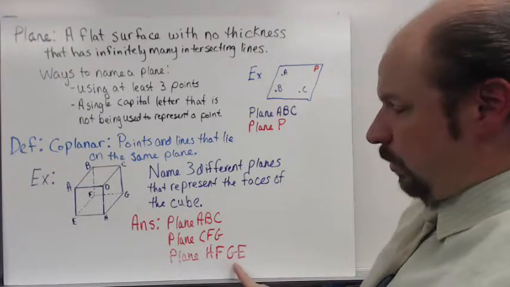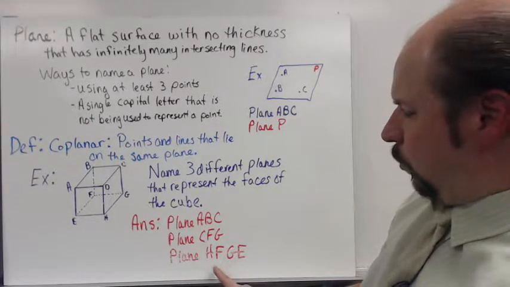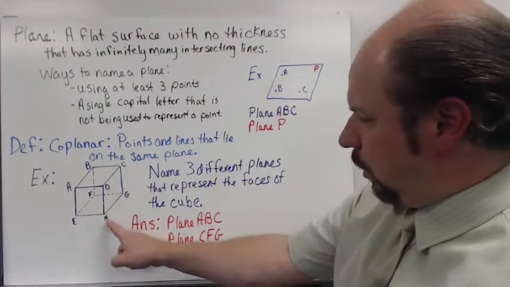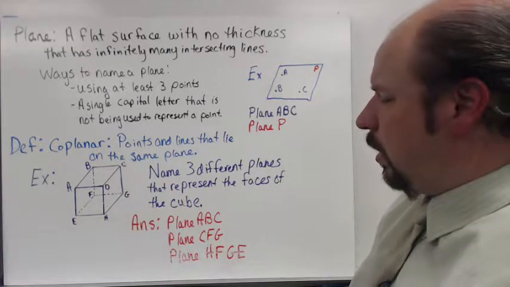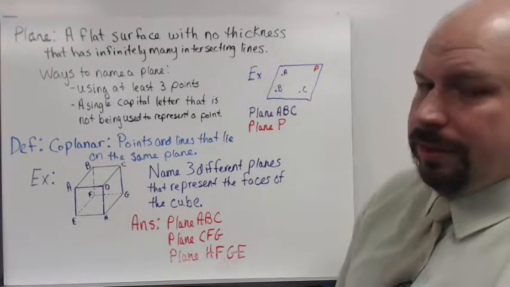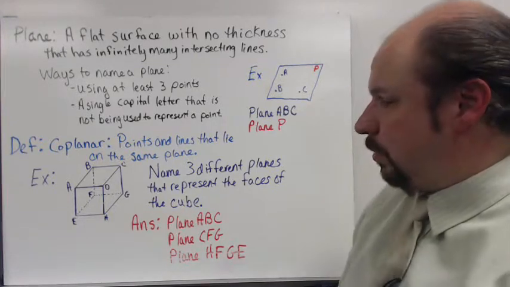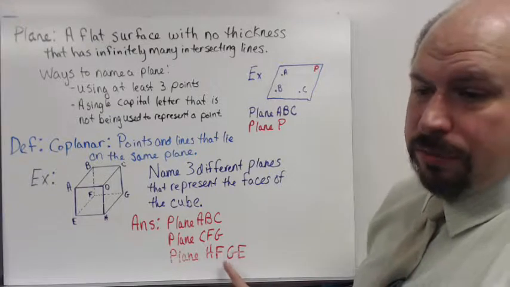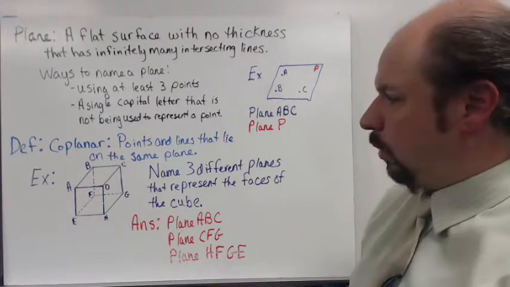So the last one, this one I did choose to use 4 letters, and this time I chose the bottom of the cube. So plane HFGE. Notice I went in kind of a weird order there, just to demonstrate they don't have to be in a particular order. They can be in any order that you want to name. But sometimes it will be important to have a particular order, but when we're naming lines or naming planes, it doesn't matter what order we use.